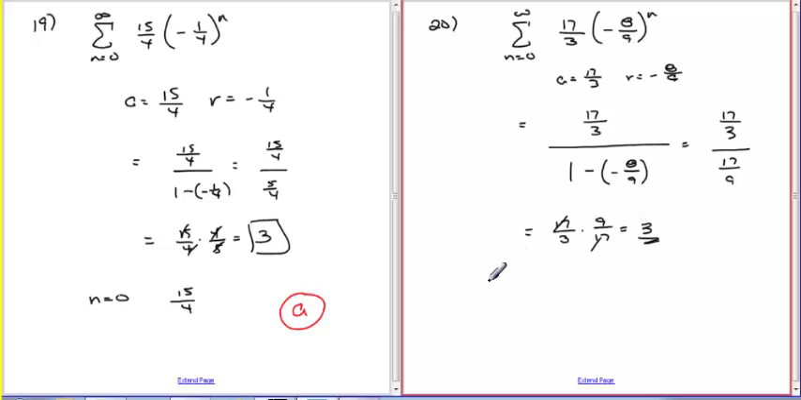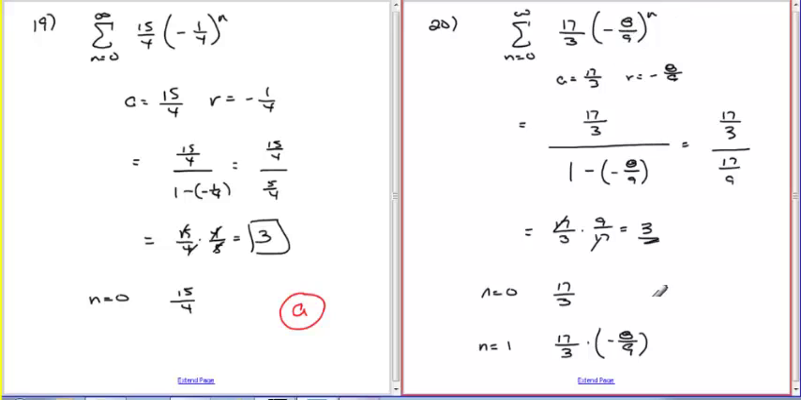So n equals 0, you get 17/3 again, which is 5 2/3. Yeah. So both F and D do that. The question is, what happens when n equals 1? So we'll get 17/3 times negative 8/9, because any number raised to the first power is just that number.